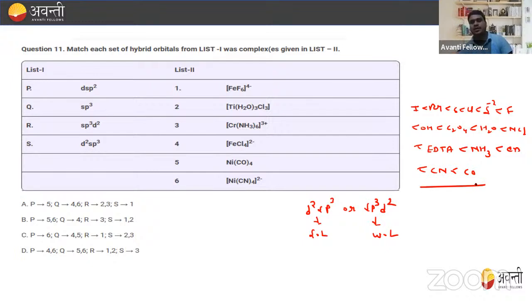Okay. So we can observe that CN and CO are the strong ligands and these are the weak ligands, I, Br, Cl, right? So F is a weak ligand. So definitely the shape is sp3d2. So the first one is sp3d2. That is, 1 is equivalent to R, right? So 1 is equivalent to R, sp3d2.